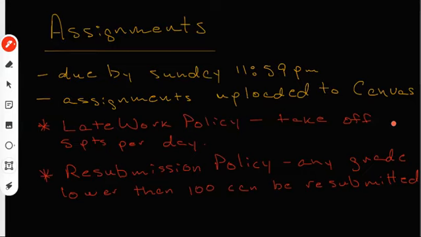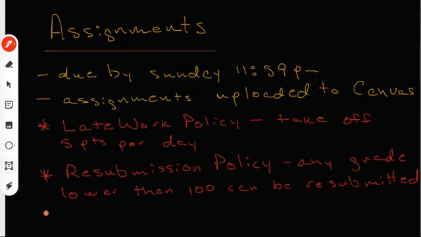And I found that last year, a lot of kids wanted to redo their assignments so they can get those missing points back. And I let them do that last year. So I'm going to make it a policy in my syllabus this year that any grade lower than a 100 can be resubmitted. As long as you're before the due date of Sunday, you can resubmit that assignment. Okay? So that's the resubmission policy.